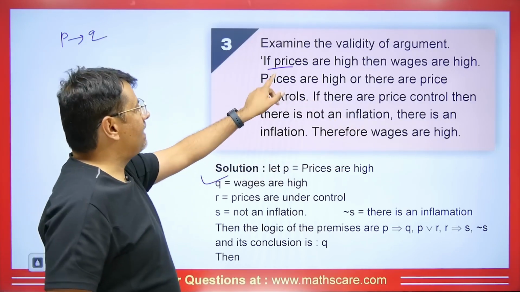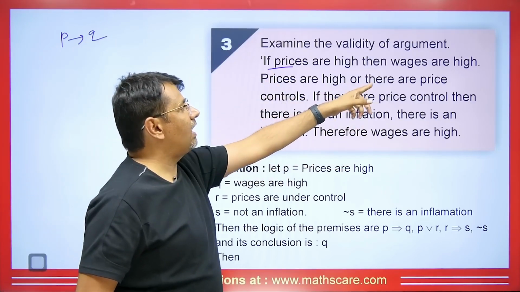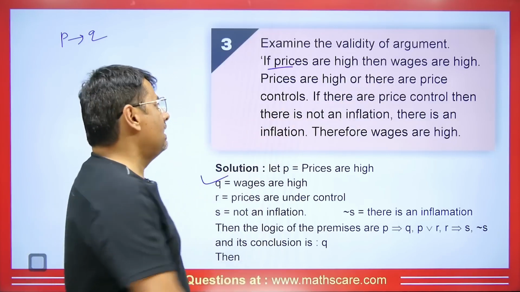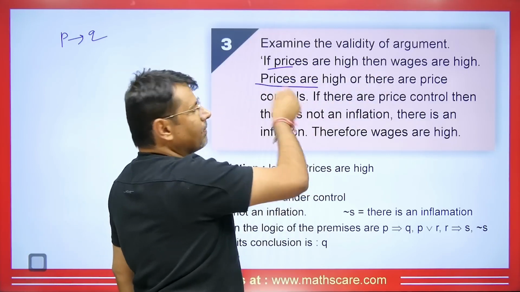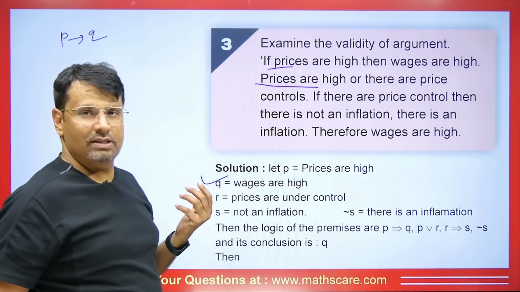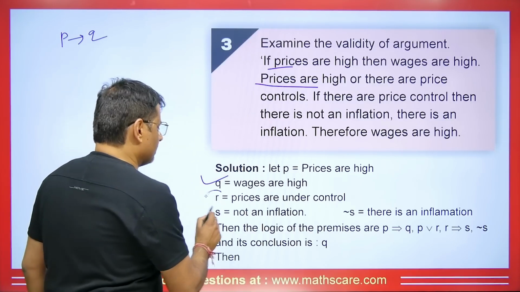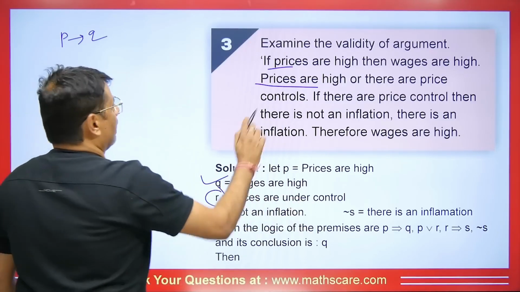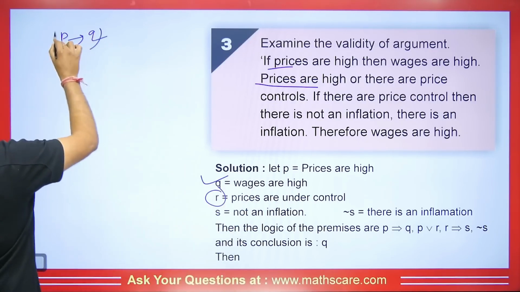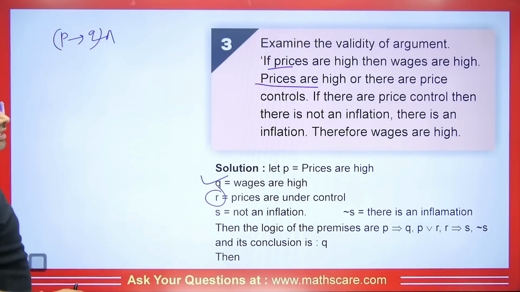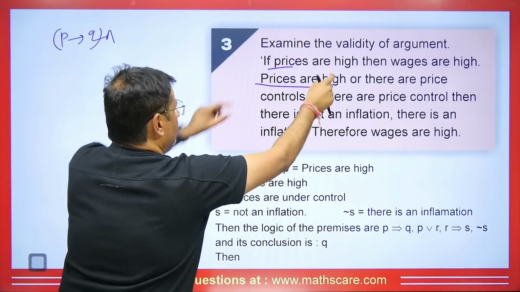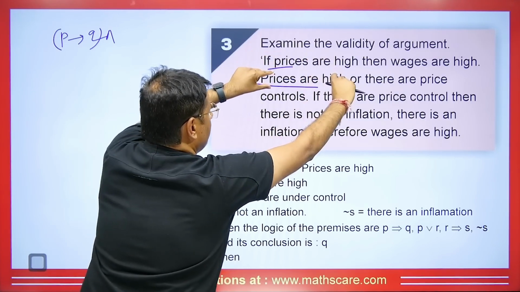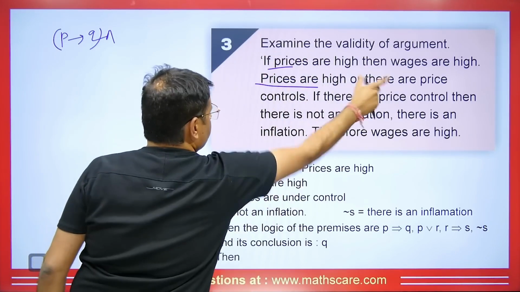Now it's saying the prices are high or there is price control. What is it saying? If the prices are high and there is price control, then price control will be a new premise. So we will denote it by R, right? Price under control. So now we are getting or. Whenever we have an argument, we connect it with and. Or is coming in between. So one premise is here, another is here, and or is in between. So or will be used here.